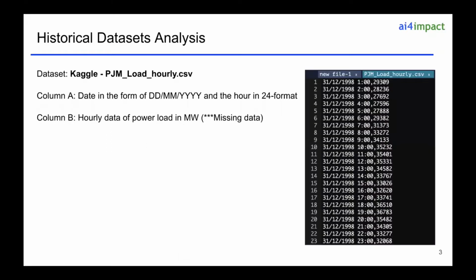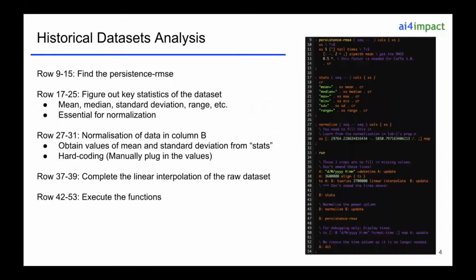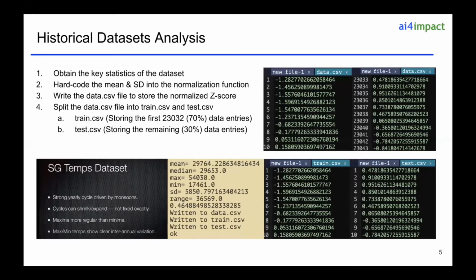For the historical datasets, there are two columns, representing the dates and hourly data respectively. To carry out the dataset analysis, we find the persistence RMSE, the key statistics, and we normalize the data in column B. Also, we complete the linear interpolation of the raw dataset to find the missing values. At last, we execute the functions. The next slides will show clearer procedures.